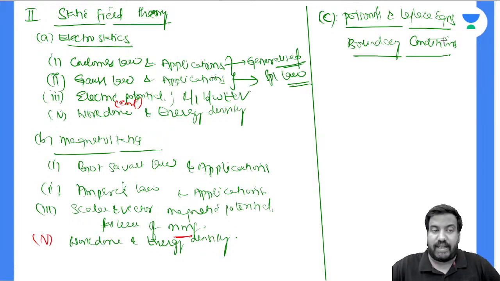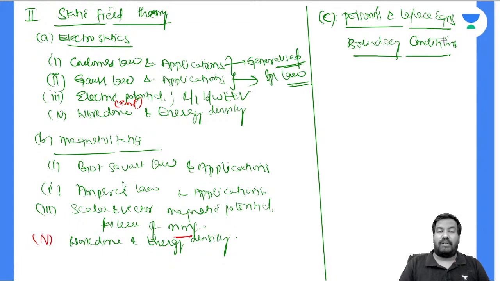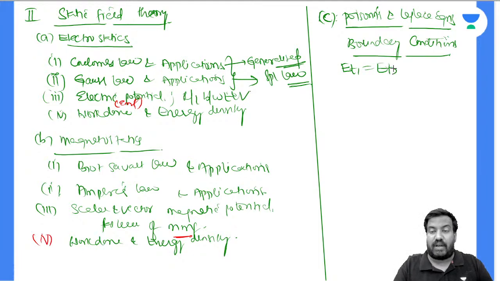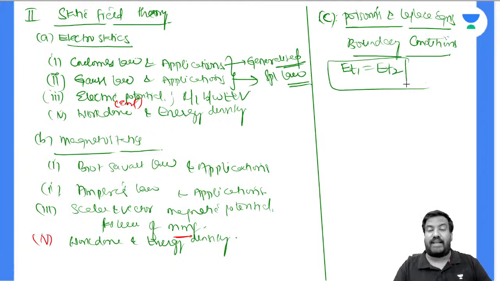And we got the boundary conditions in word statements: tangential component of electric field is continuous across the boundary of discontinuity. It is unconditionally continuous. Et1 is equal to Et2. Tangential component of electric field is continuous across the boundary of discontinuity.